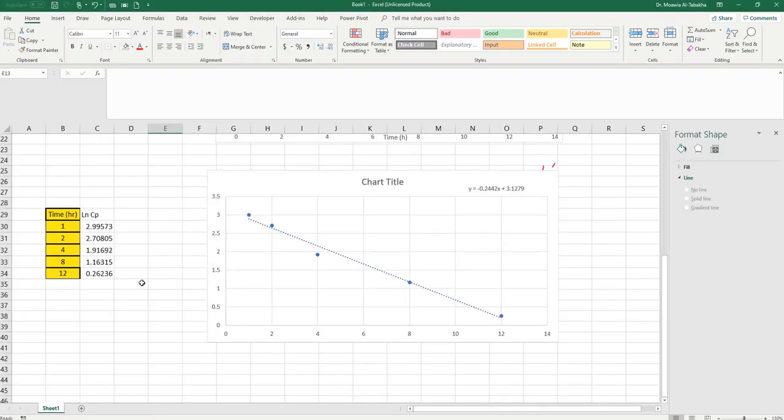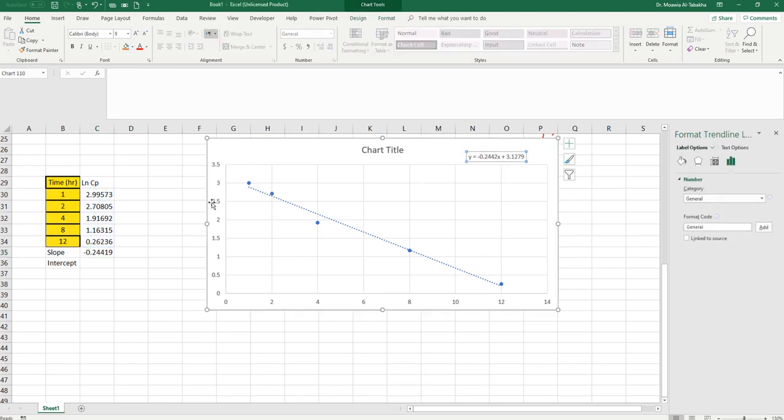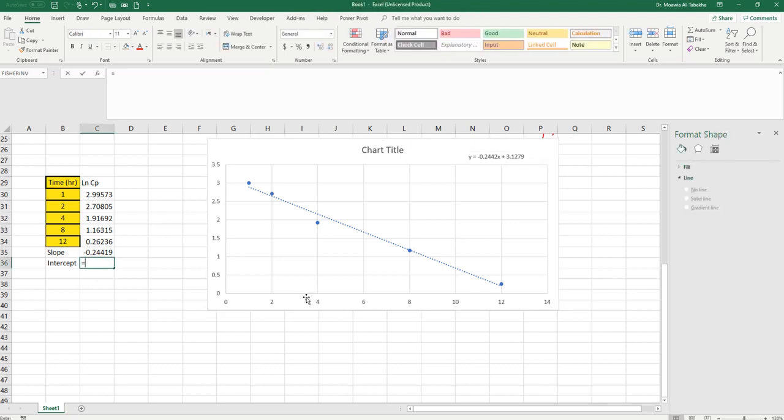Okay, that's why if you go to Excel, for now I have converted my concentration to linear concentration. Without drawing this graph, I can calculate the slope and the intercept just from the given data with the least squares equation. So here I will write equal to and then slope. You see it, slope. Then it tells me to put y. Y is this one. And then it tells me to put x. X data is this one. Then I will close it and press enter. What do you see here? Minus 0.24419. This is it. Minus 0.24419.